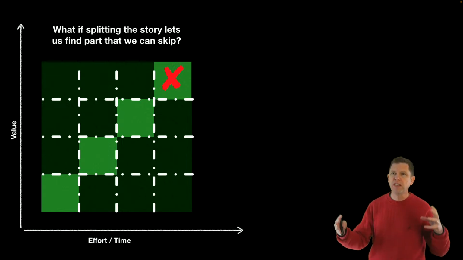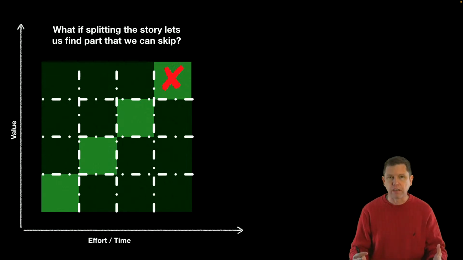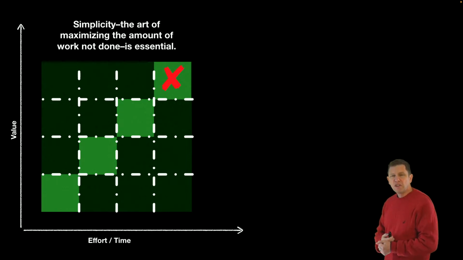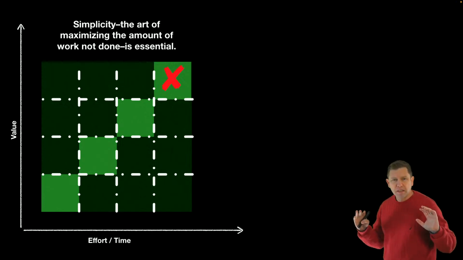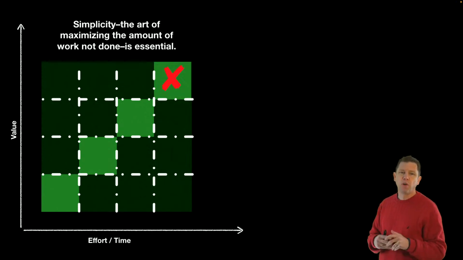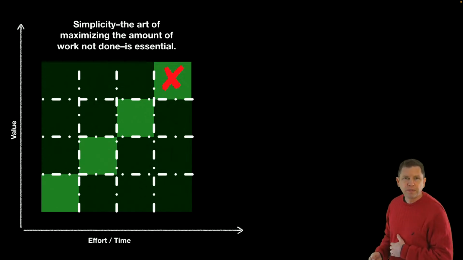But we can't make those decisions when we've got them all together. If we're seeing it as one monolithic story that we have to deliver, we're not going to give ourselves the opportunity to deprioritize parts of it if it turns out in the course of things that the customer may say, hey, that's important, but not as important as something else. So that brings us back to our principle of saying simplicity, the art of maximizing the amount of work not done, is essential.